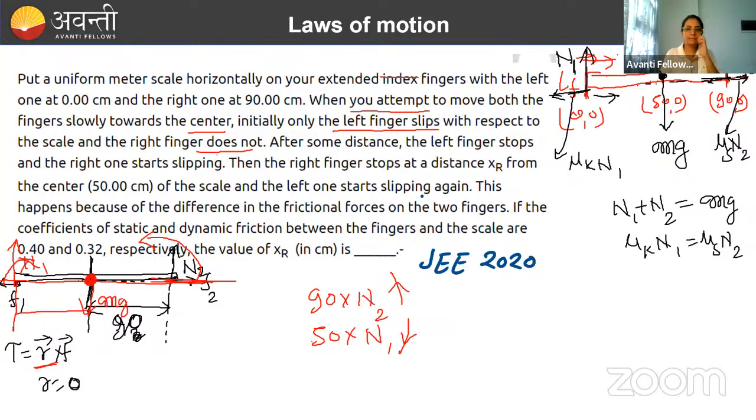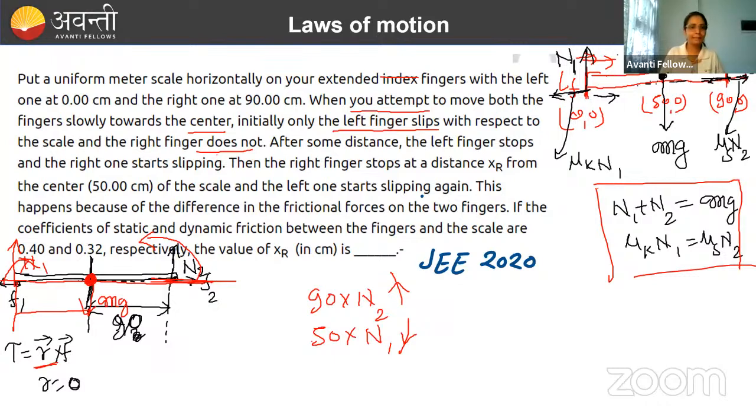So this was the basic thing that you needed to think here to write the net force equal to 0. So net force equated, we have equated it here. Net torque will also be 0, that I have done here. Now, let's get back to the question and solve it.